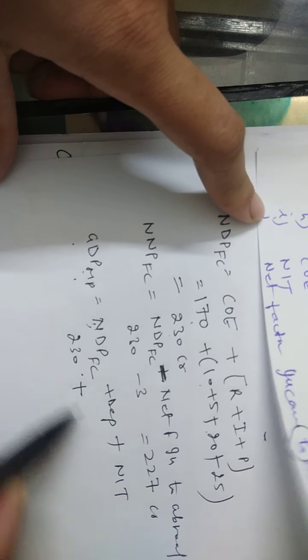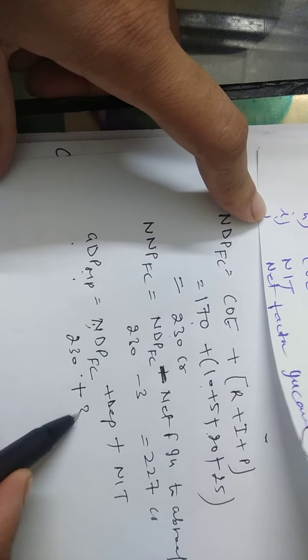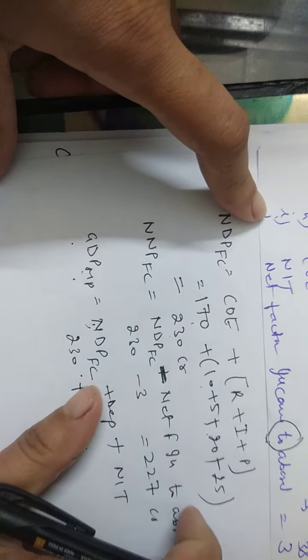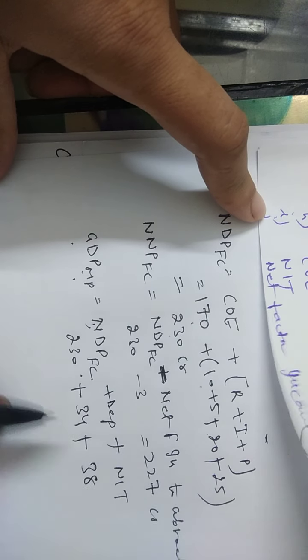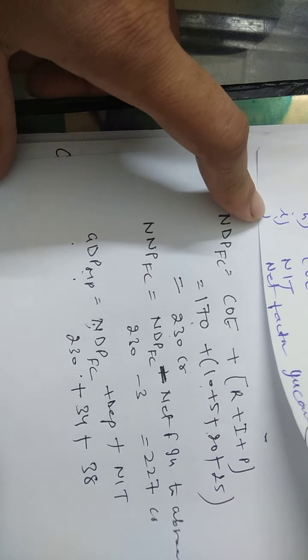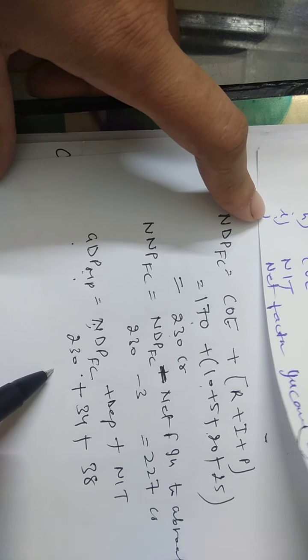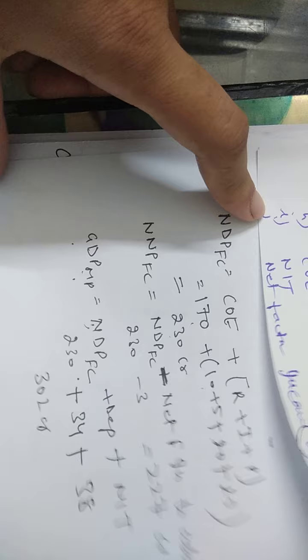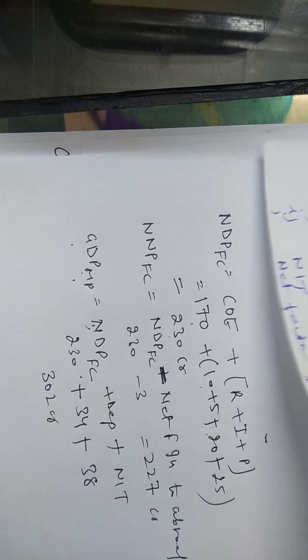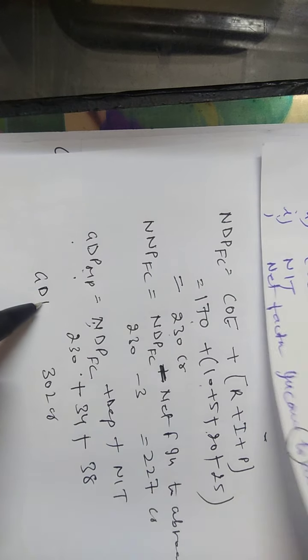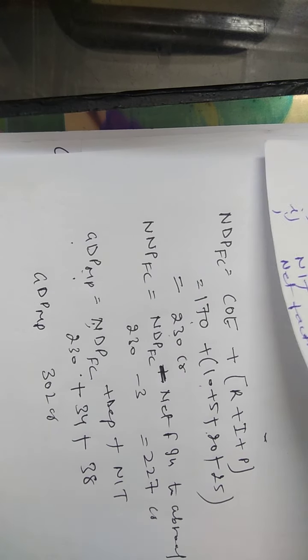Now 230 plus depreciation, which is given as 34, and net indirect taxes, which are given as 38. We'll add these three, and adding these three we get 302 crore. That is the GDP at market price.